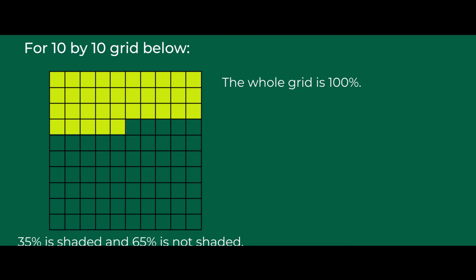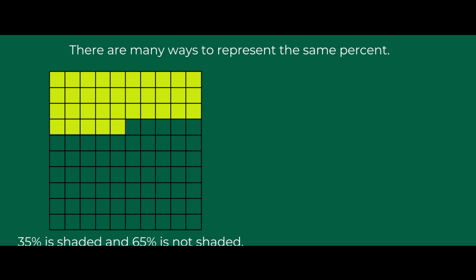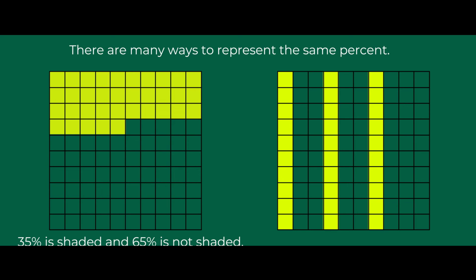You may be thinking that this is the only way to shade 35% on a grid. No, this is not, right? We can do it another way around. There are many ways to represent the same percent. So, see here, again I have a 10 by 10 grid. Here I have shaded one column here, another column here, another column, and 5 squares. So again, it represents 35% on the grid.